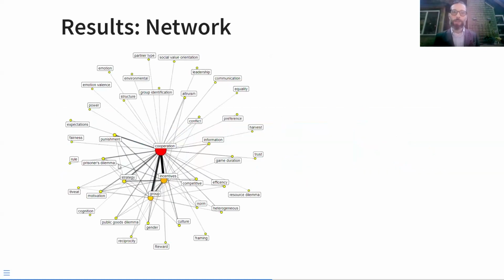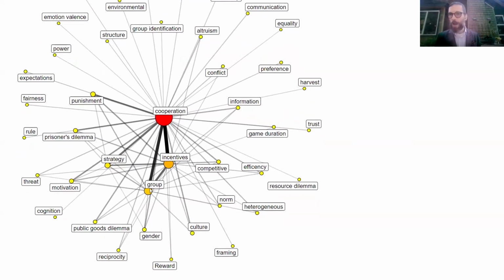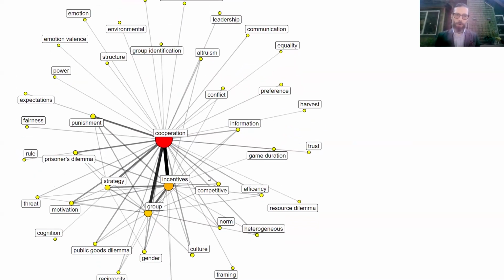And this is the resulting network. So what we see is that, as expected, cooperation is very central, closely connected to incentives for cooperation, the presence or absence of a group. So you can think of in-group versus out-group cooperation, the different strategies that people use, the type of dilemma that they were involved in, like a prisoner's dilemma or public goods dilemma, resource dilemma, punishment, which can also be seen as a type of incentive, etc.